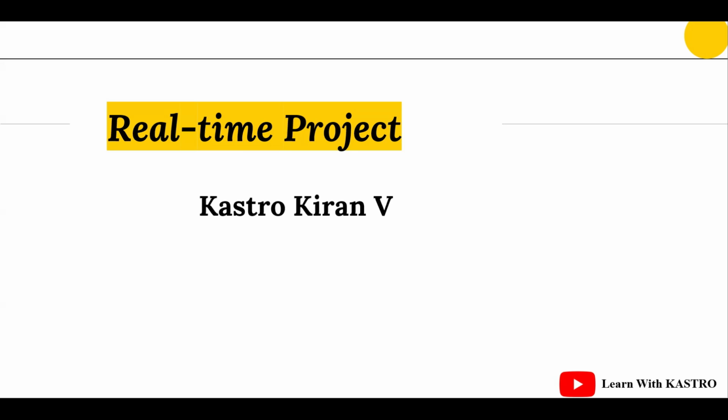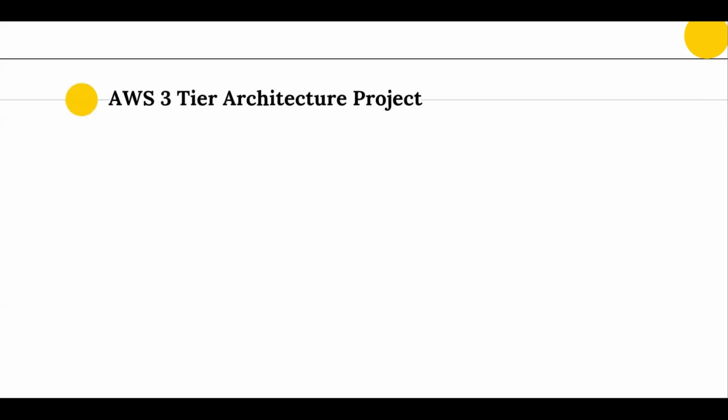As a part of the real-time projects, in this video, we are going to see how to deploy a three-tier architecture by using the different AWS services that are available. As a part of this project, we are going to use the different services that are available. But before talking about the services that I am going to use in this project, I would like to let you know what is meant by a three-tier architecture in a nutshell.